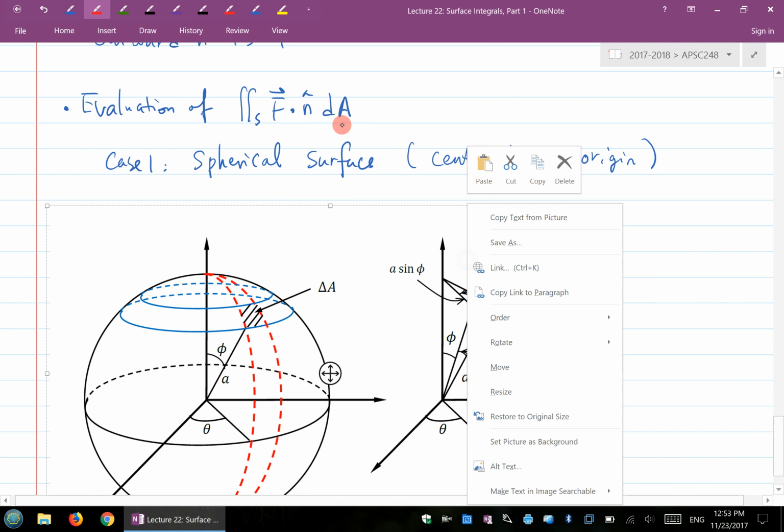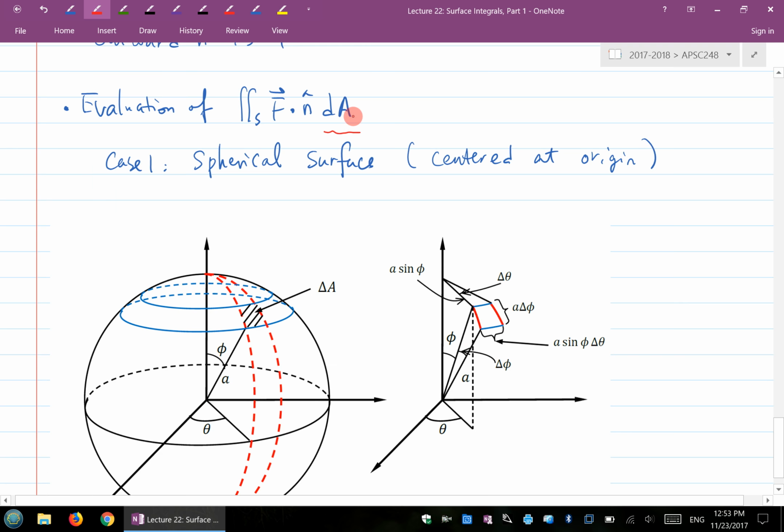So this is the formula. Then what is dA? What does dA equal to? And here is n hat, and we also want to figure out what n hat is. That's the point. If you can figure out this and that, then everything will be fine.